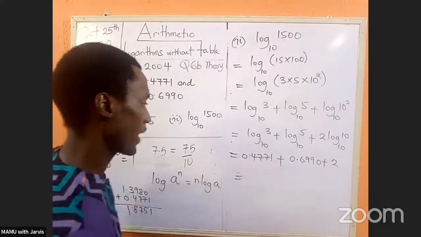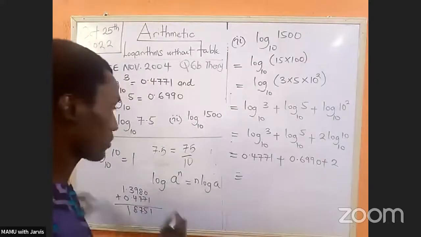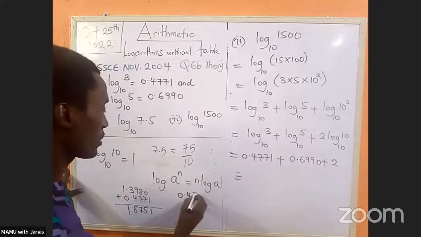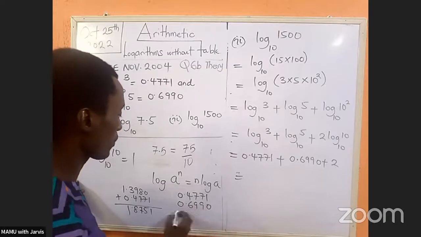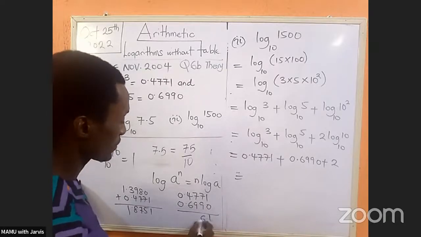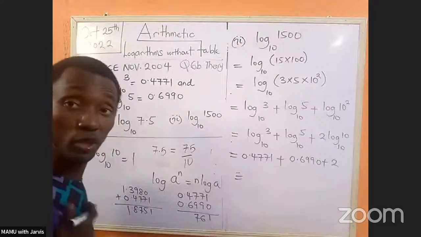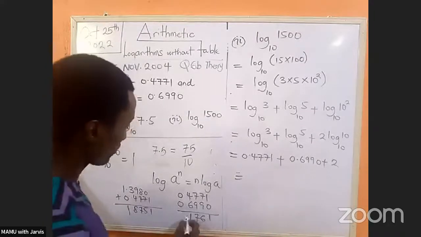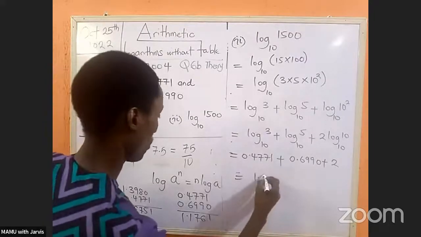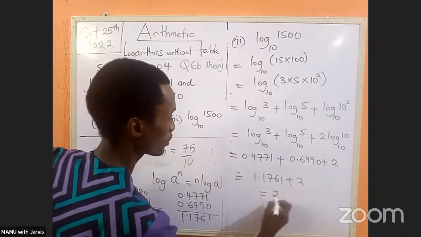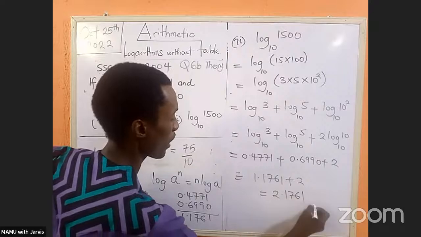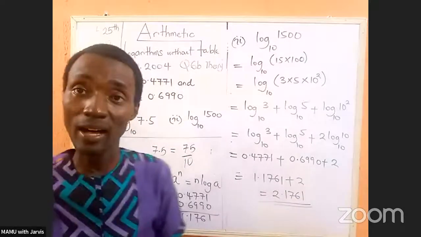If I add these two together, I'm going to get something like, so maybe I'll add them here, 0.4771, 0.6990, and that will be 1, 6, 7. If I've done the right thing, 1.1761 plus 2. That will give me 2.1761. So that will be the final answer.